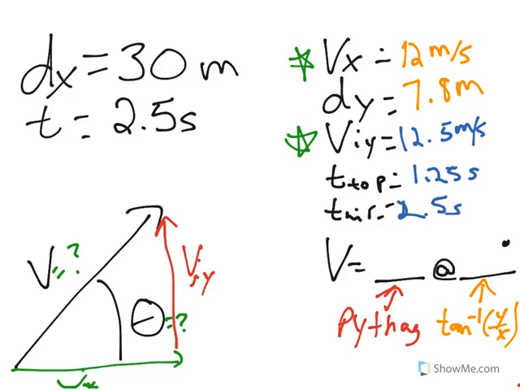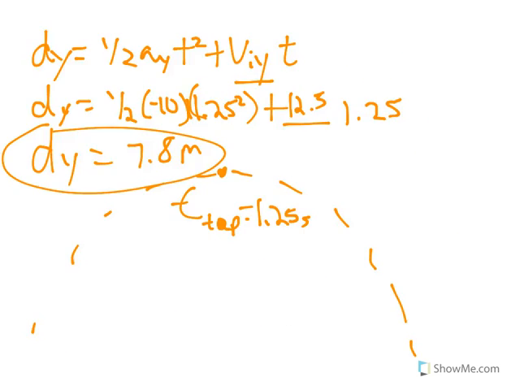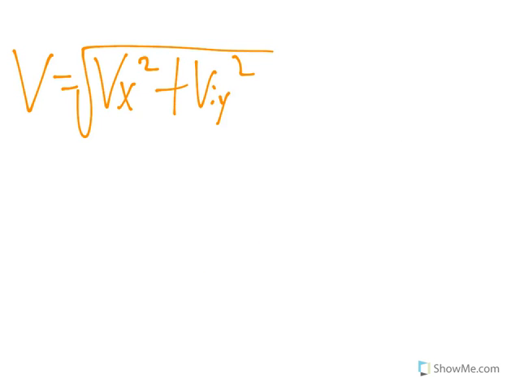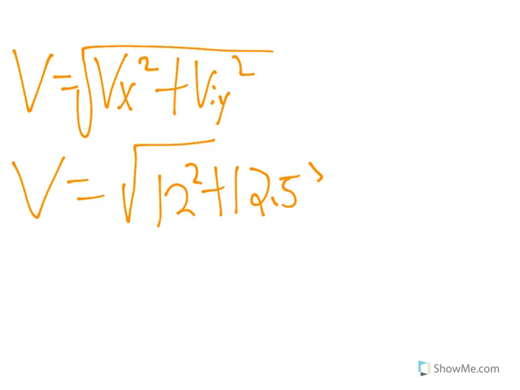Alright, so let's go ahead and do that. So we're going to skip back. Remember that the velocity components are 12 and 12.5. So we know that v is going to be equal to the square root of vx squared plus viy squared. It's the Pythagorean theorem. So v is equal to the square root of 12 squared plus 12.5 squared. And so if we type this, we get 17.32. And so this is our velocity.